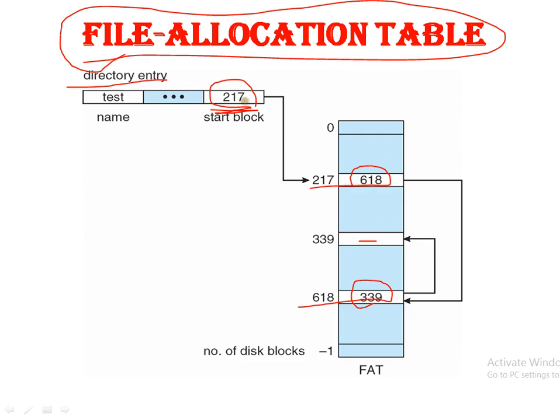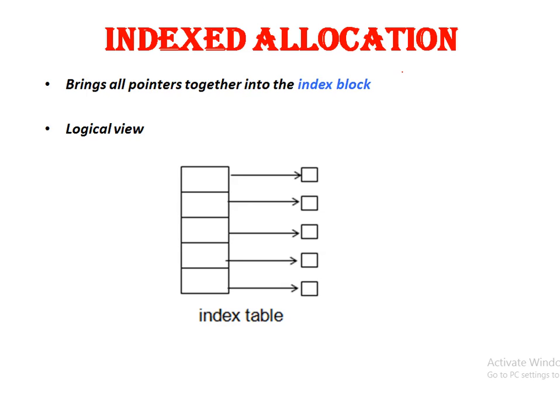I repeat, the directory entry contains the file name as well as the starting block. When I search inside the starting block, it contains the block number wherein I need to search the next data. And when I come here, again it shows the next block number and so on until I find a special value which tells it is the end of the file. So this is one of the variations, the file allocation table. It is one of the variations of your linked allocation system.